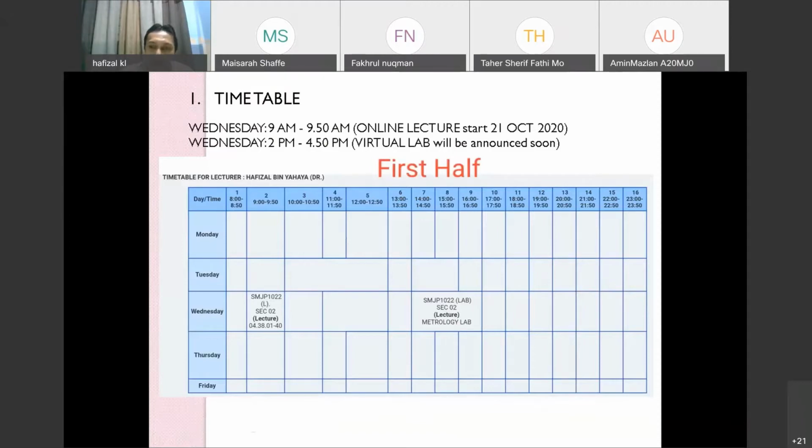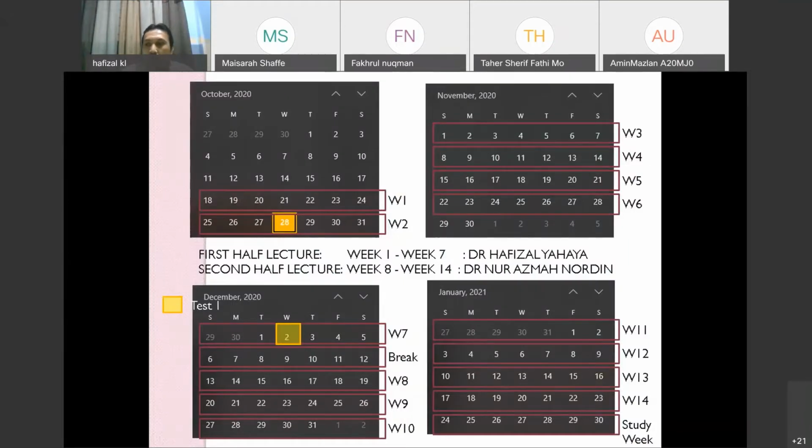So for the meantime, due to the coronavirus, we have decided to use a technique of virtual lab in order to finish our course. After this, I will discuss more on the virtual lab. According to our timetable, our course started on week 1, which was last week.